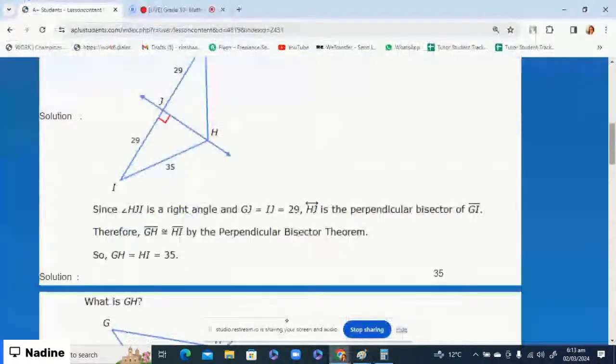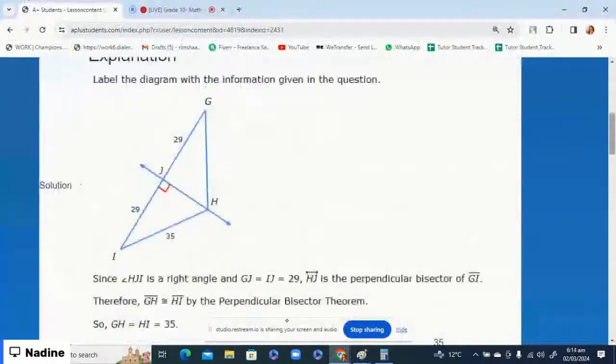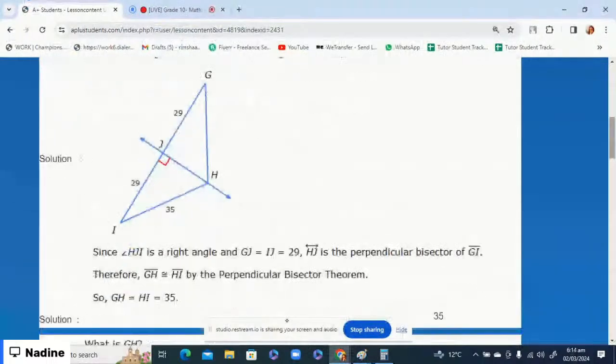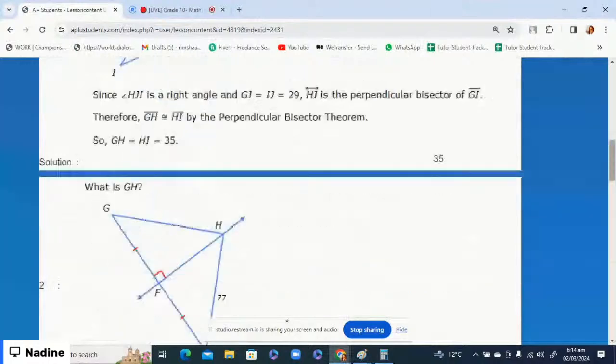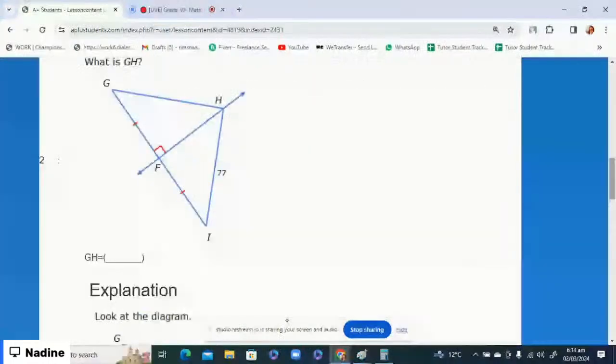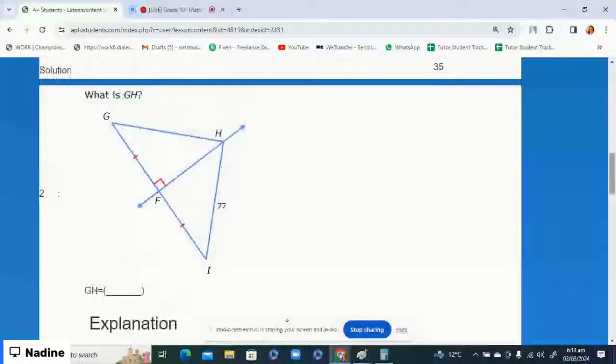Why is it 30? Because this is the perpendicular bisector theorem. So HI is basically congruent to GH. This is the perpendicular bisector theorem. Then what is GH? Look at here now. First one is given, that is HI is given, this is 77. So what is GH? This is also 77 by using the perpendicular bisector theorem.